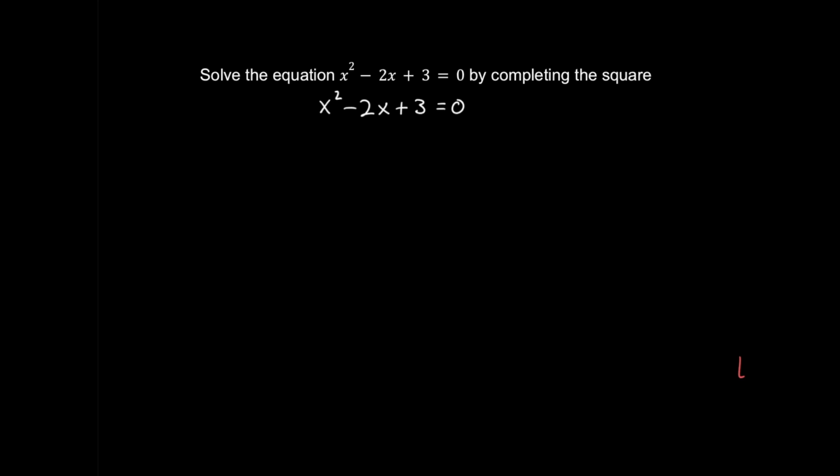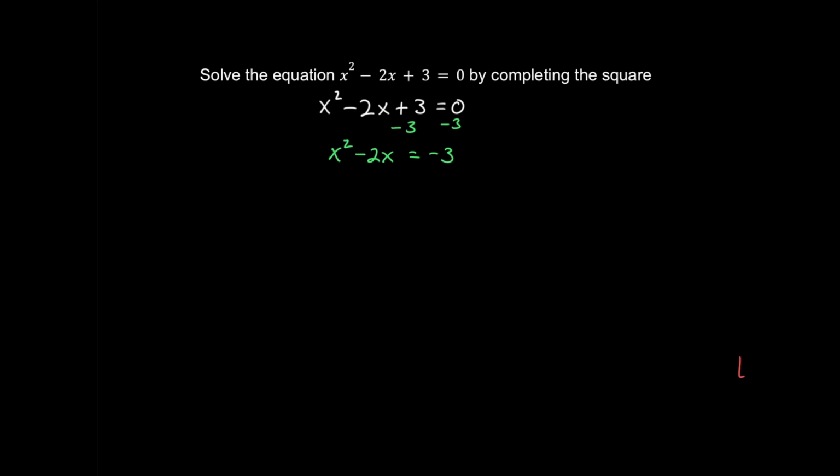Well, we do have an a, it's 1. But we don't need to divide by 1. So the next thing we're going to do is move c over a, or in our case, just c, to the other side of the equation. So we'll subtract 3 from both sides, giving me x squared minus 2x equals negative 3.